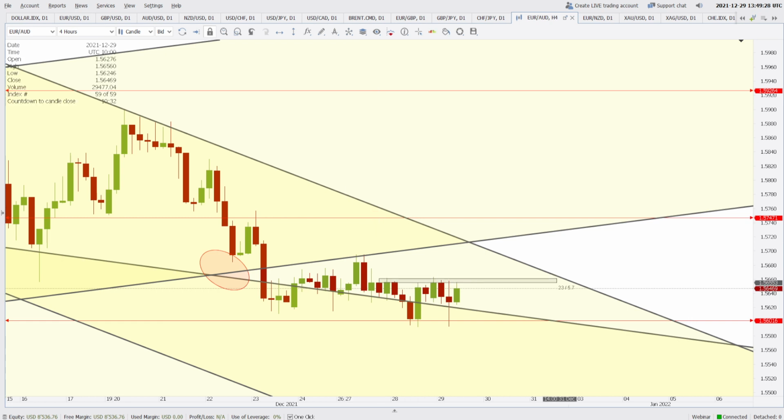This is an area of resistance. Any closing above this rectangle will open the way to 1.5747 in the Euro AUD. But right now, where is the immediate support? 1.5601 is the immediate support for the price, and 1.5747 is the immediate resistance for Euro against the Australian dollar.